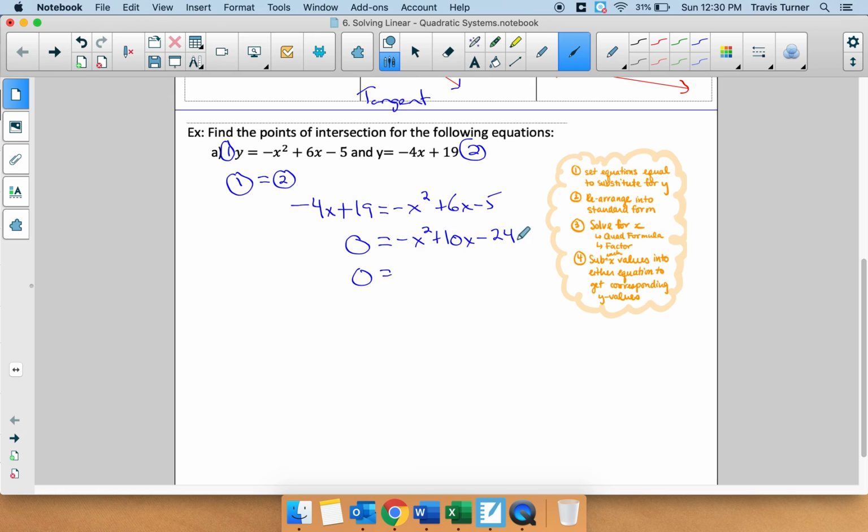Now I've got something in quadratic form that I can use to solve, just like we've been doing throughout the unit. So we have two options when we solve this. We can use factoring if we can, or the quadratic formula. So let's see if we can factor it. The first thing I'm going to do is take out a negative.